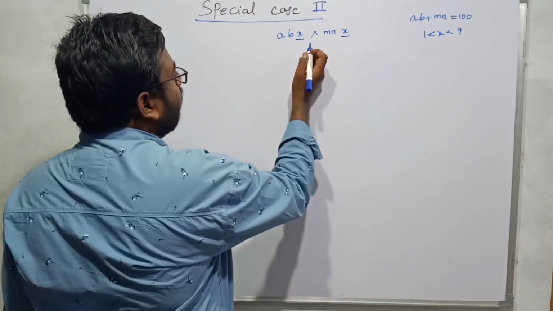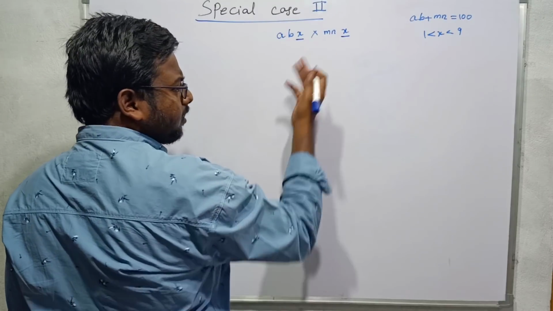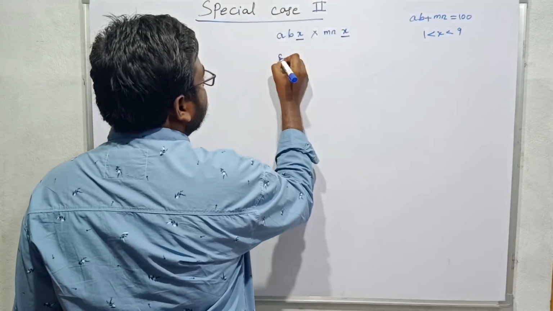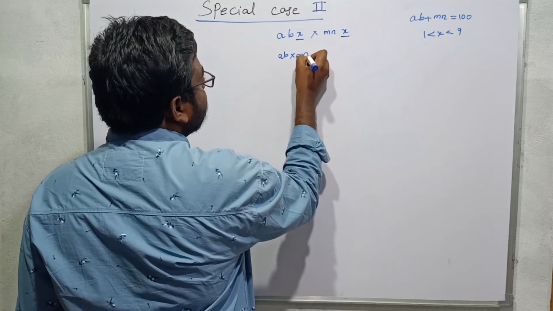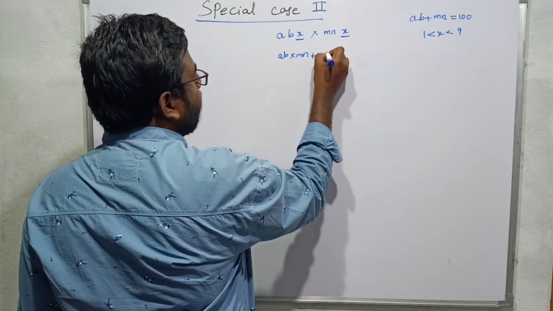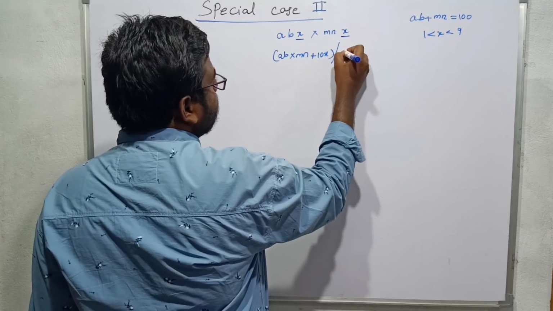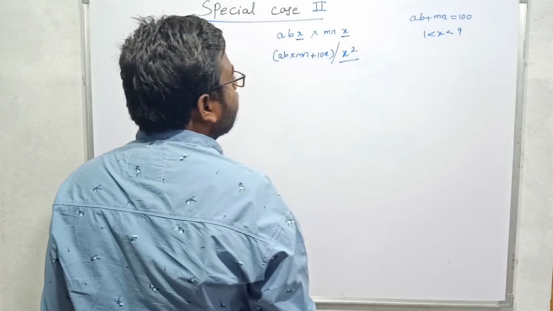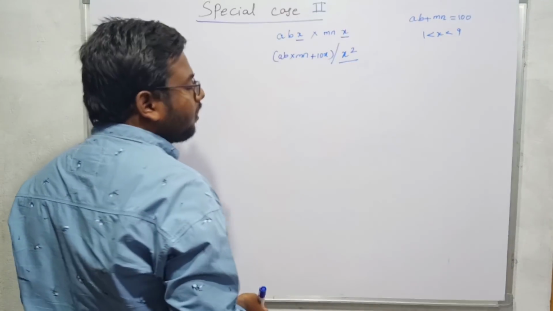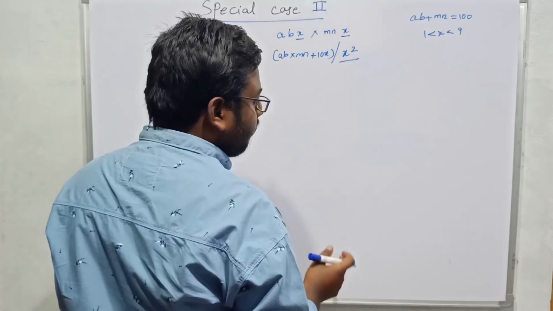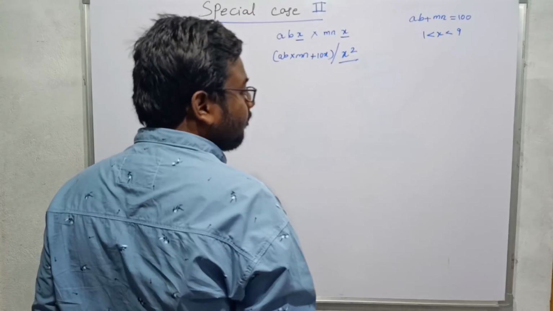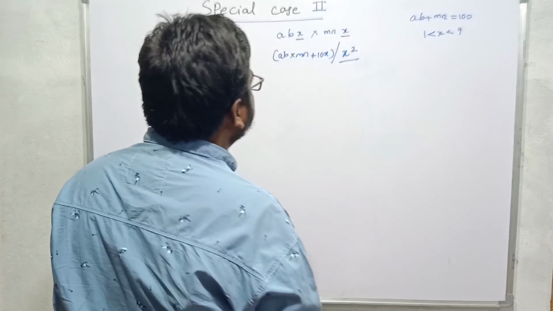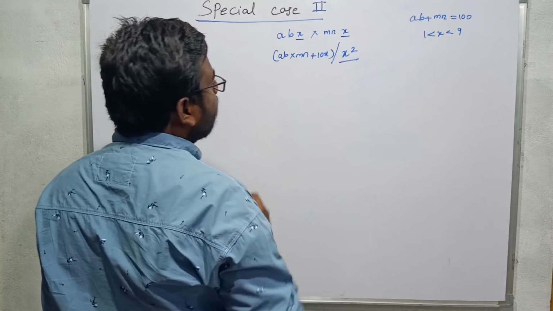So let us see, for example, if we expand this, what will be the result: AB into MN plus 10x besides x square, where x square is strictly a 2-digit number only, because x is a single digit number and the maximum value of x square will be 81 only, which occurs at x equal to 9. So AB plus MN into 10x.